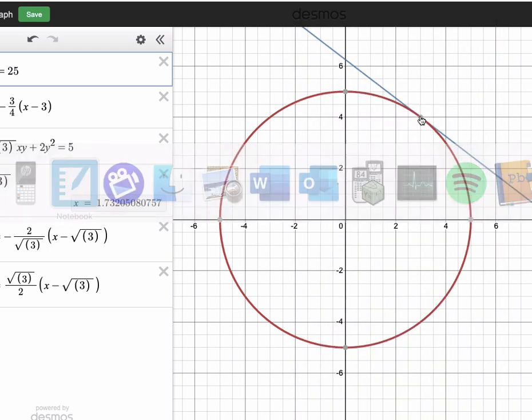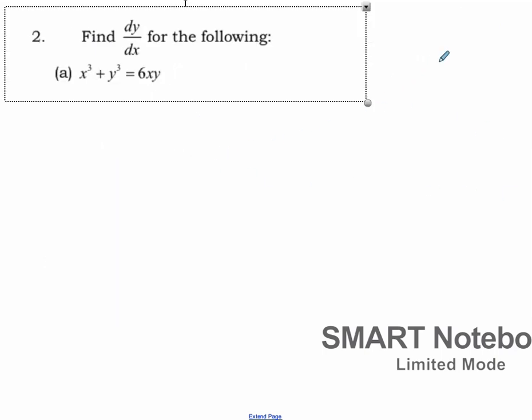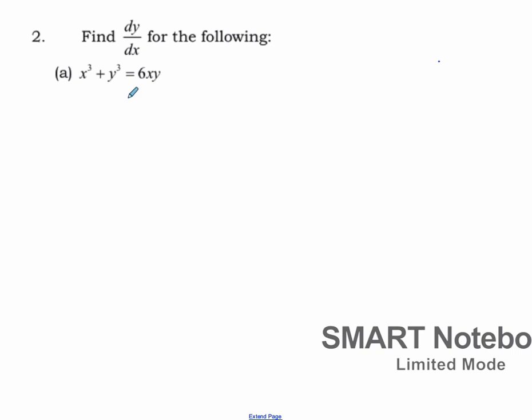Okay, so next question. So differentiate that is going to be very similar to what we already did, so we're just going to skip that one. Let's do this one here.